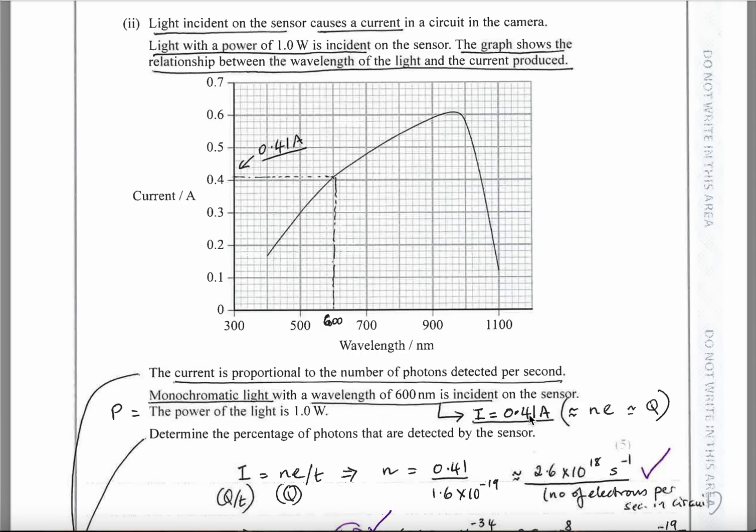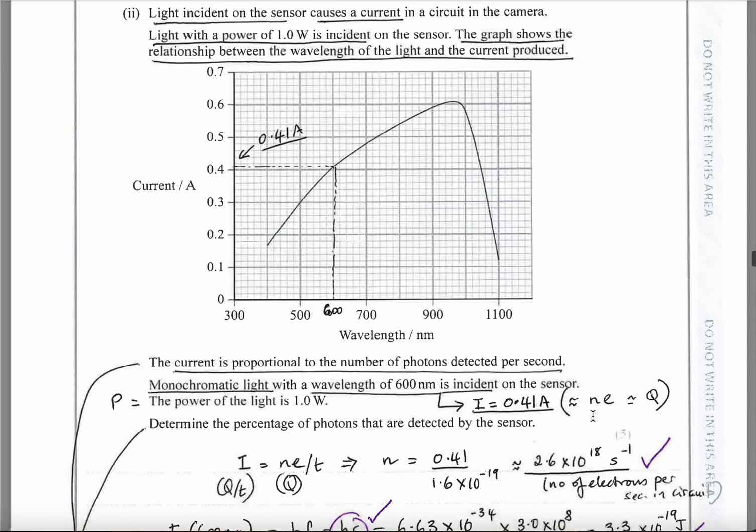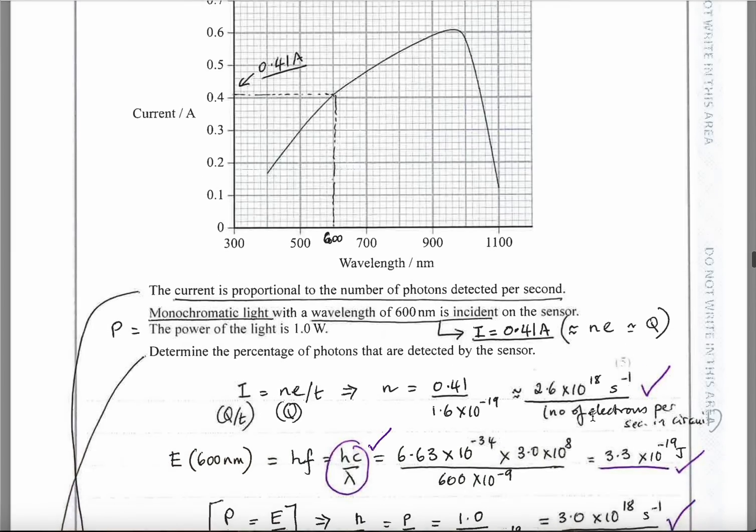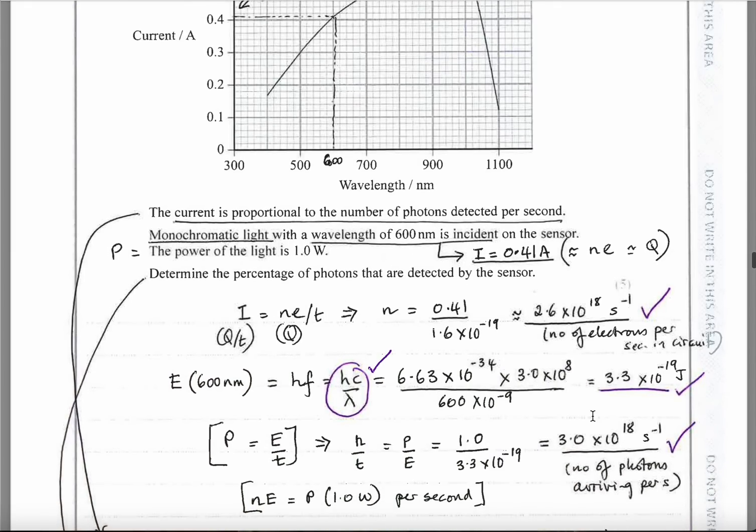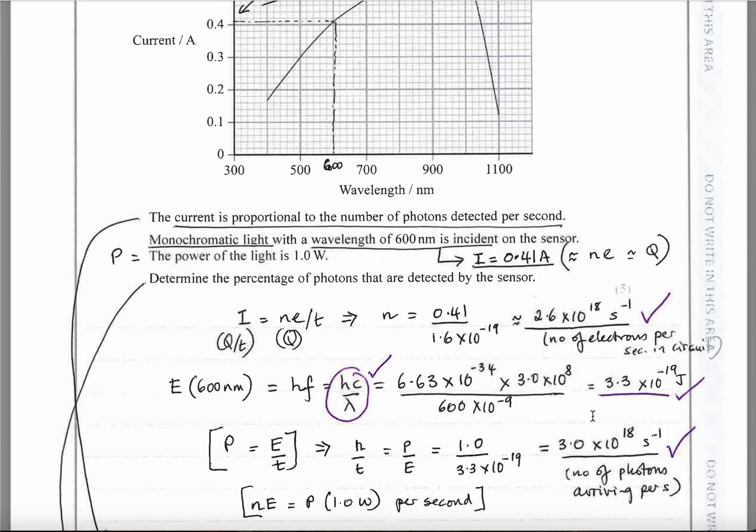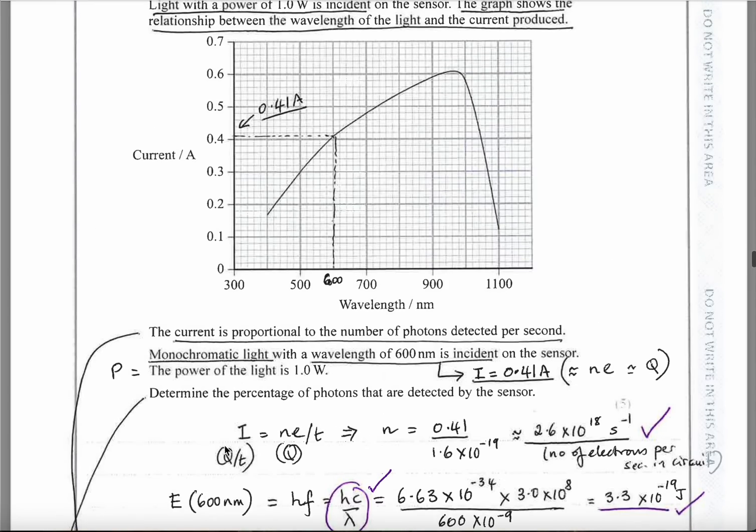And you also know that current is made up of a number of electrons, and each electron has a certain charge. Okay, so we need to find out the number of electrons. Remember, each photon can release one electron. All right, so first of all, this is what I did. They want you to determine the percentage of photons that are detected by the sensor. So I told you, they haven't detected them all. We are only detecting a percentage of the photons with our inefficient sensor, one that is not 100% efficient.